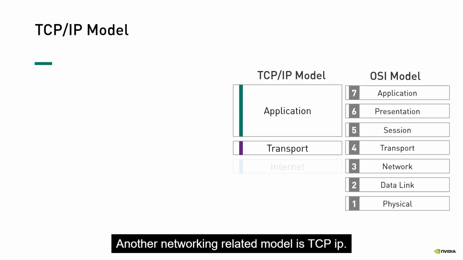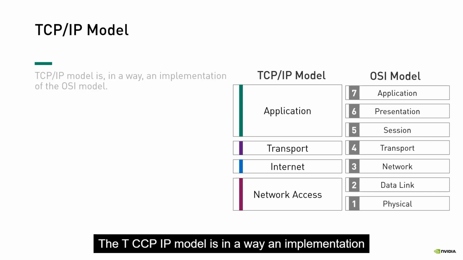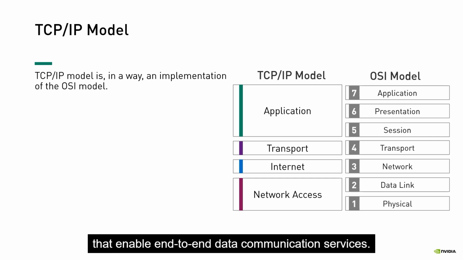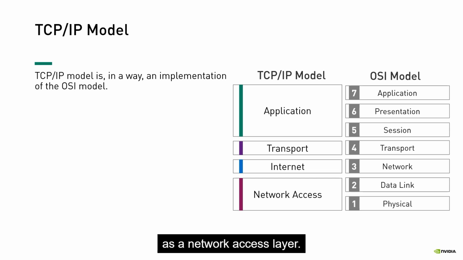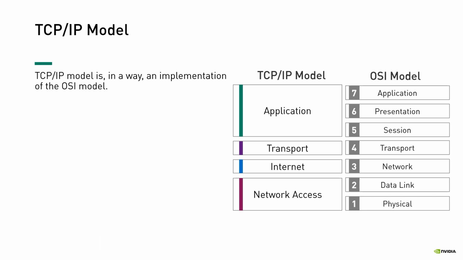Another networking-related model is TCP/IP. The TCP/IP model is, in a way, an implementation of the OSI model, since it's provided with a suite of protocols that enable end-to-end data communication services. When comparing the two models, we see that in TCP/IP, the physical and data link layers are both combined as a network access layer. Also, there is no session or presentation layer in the TCP/IP model, so the 3 upper OSI layers are combined into a single application layer.